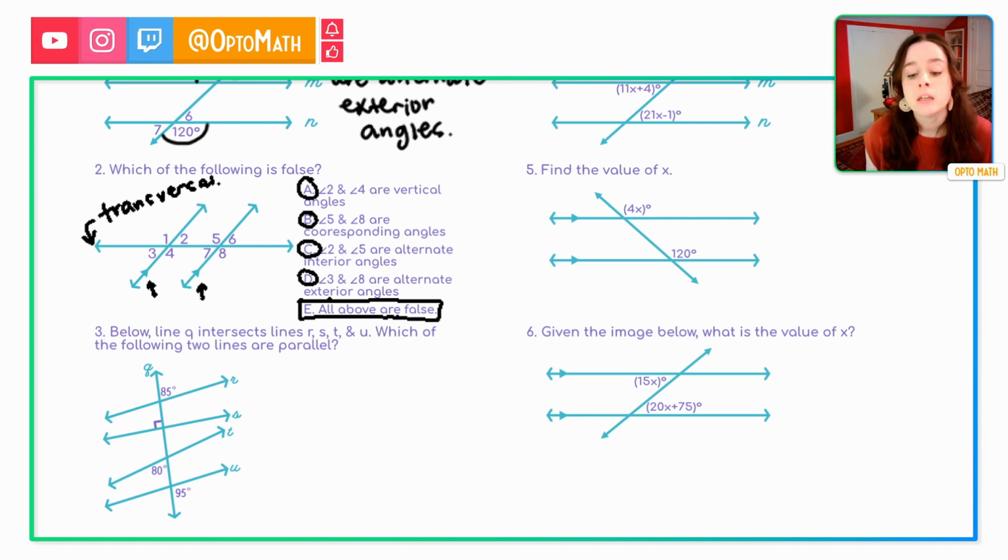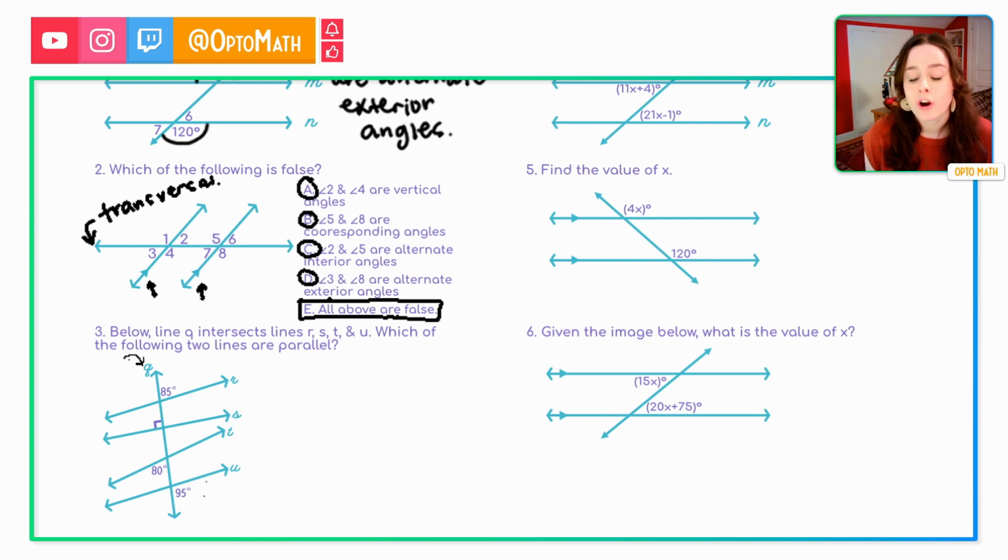Number 3, below line Q intersects lines R, S, T, and U. Which of the following 2 lines are parallel? Okay, so we're going to be looking for either congruent angles or supplementary angles to determine which 2 lines are parallel. Because remember, those are the only 2 relationships that occur in parallel lines cut by transversal. So Q is going to be our transversal, and 2 of these lines are parallel. Let's figure out which 2.